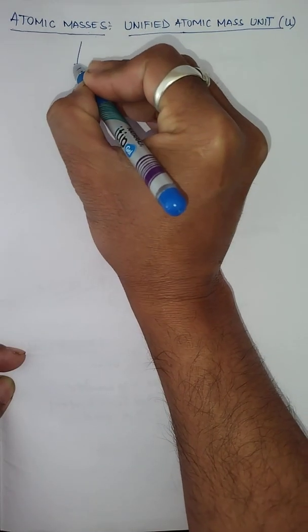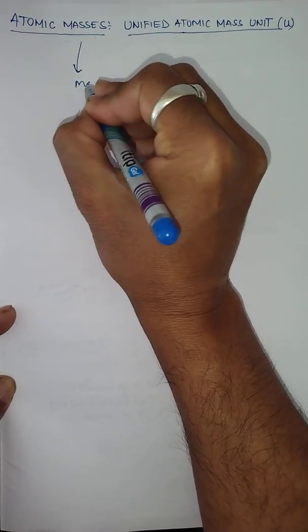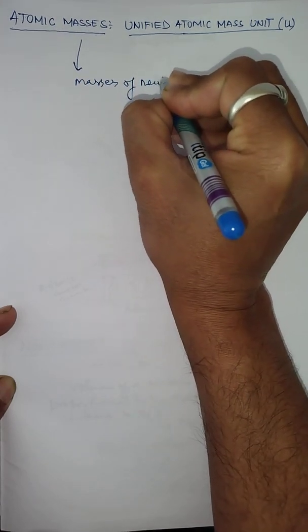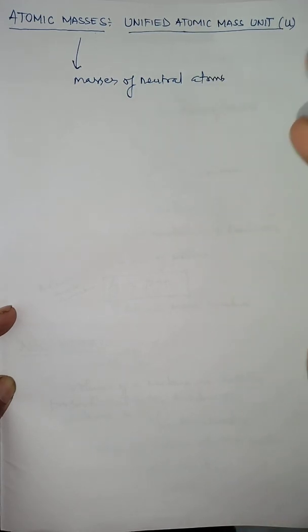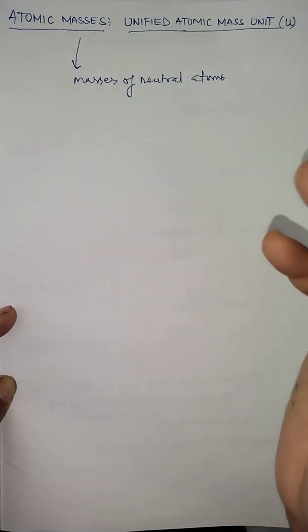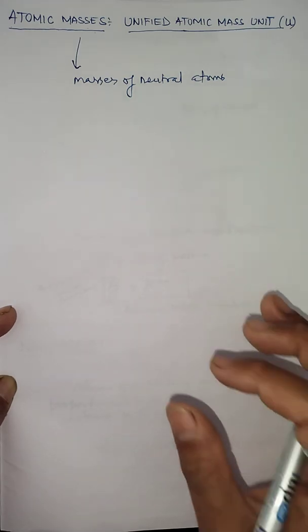Now, basically, atomic masses refer to the masses of neutral atoms. Atomic mass basically refers to the masses of what atom? Neutral atom. A neutral atom means an atom which is not in ionized form. That means the total number of electrons moving around the nucleus is always equal to the number of protons present inside the nucleus, so that the net charge in an atom is always 0. And such an atom is called a neutral atom.